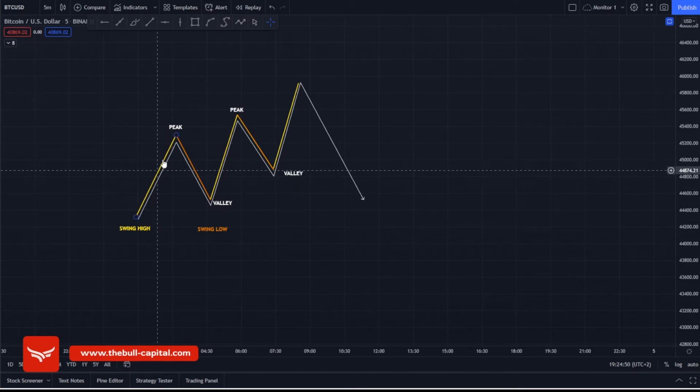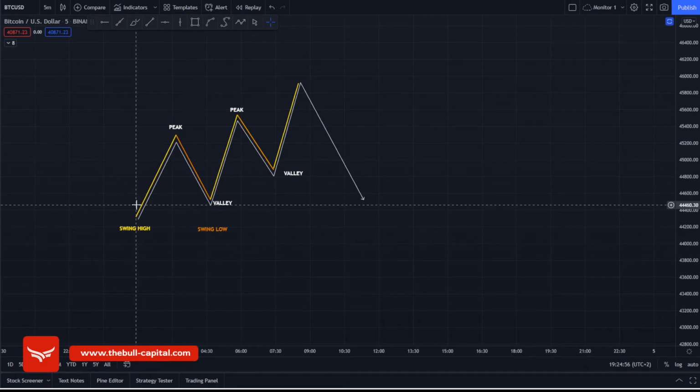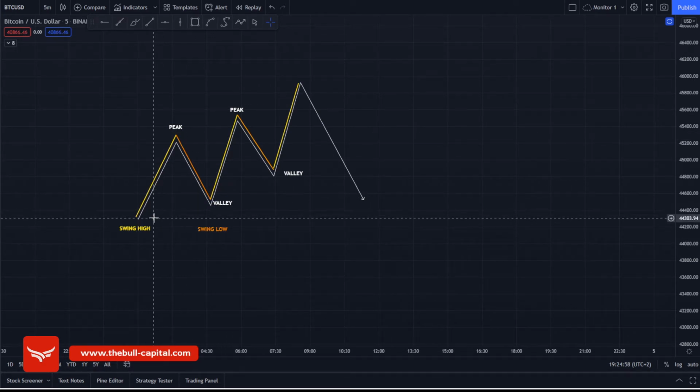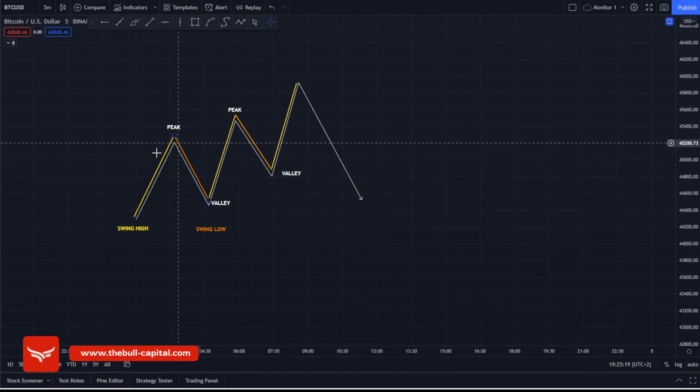And the swings, we have two types of swings: swing high and swing low. A swing high is the one that starts from a lower price and stops at a higher price, and a swing low is the one that starts from a higher price and stops at a lower price.